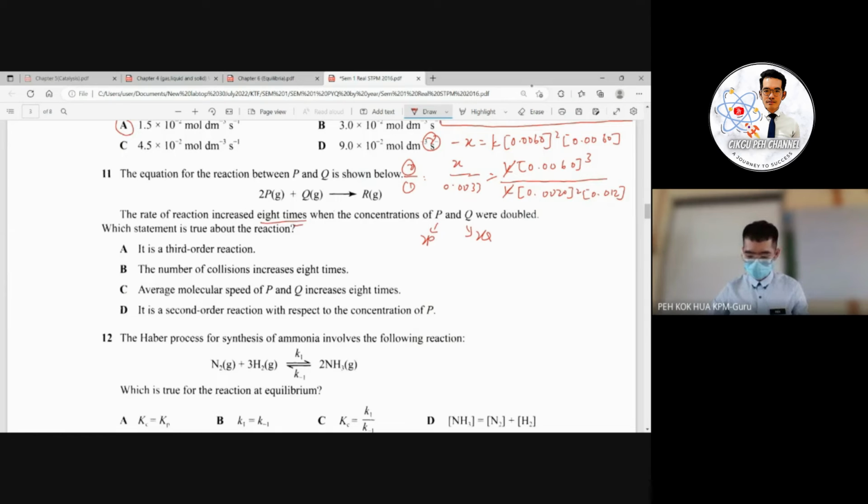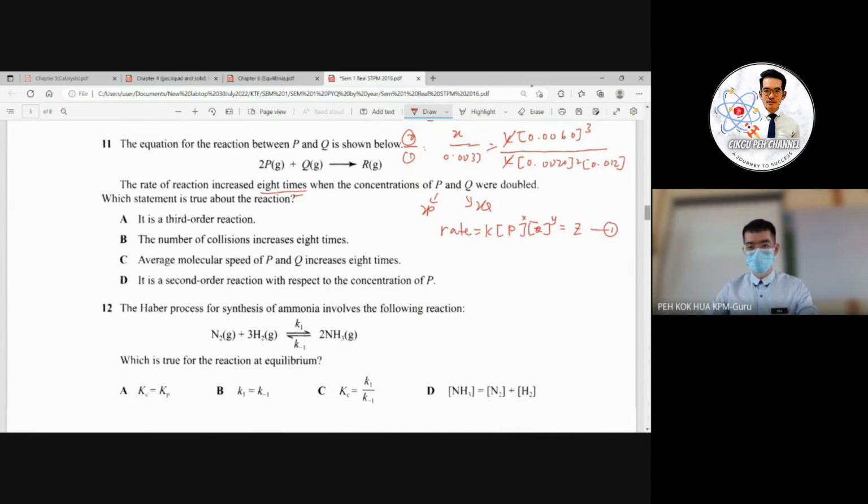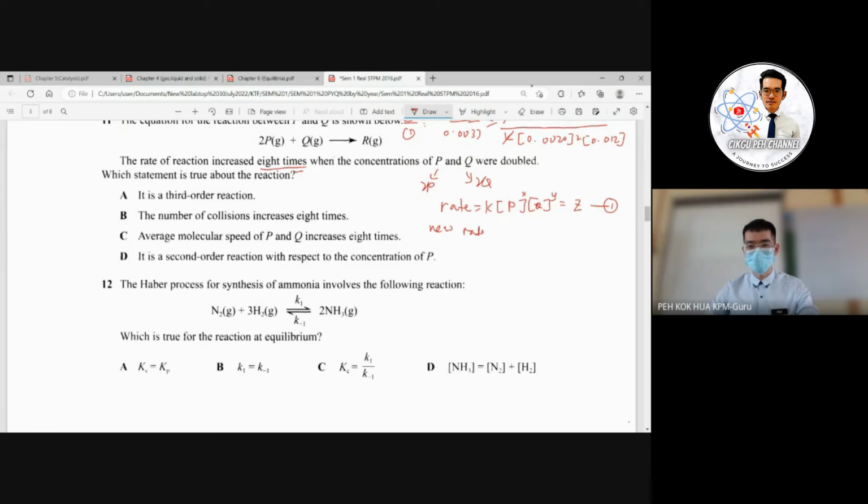So again, we can write down the equation. The rate here will be k[P]^x[Q]^y. P is x, Q is y. Then we give an unknown for the overall order, which will be z. So this is the first equation. For the new reaction, the new rate will be k[2P]^x[2Q]^y.